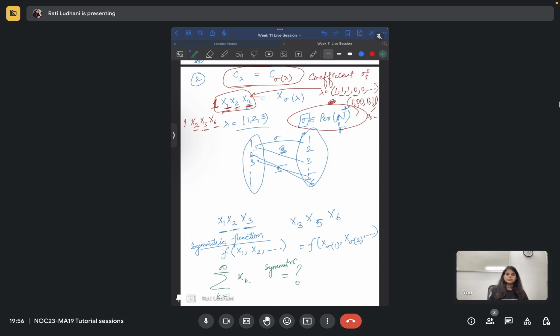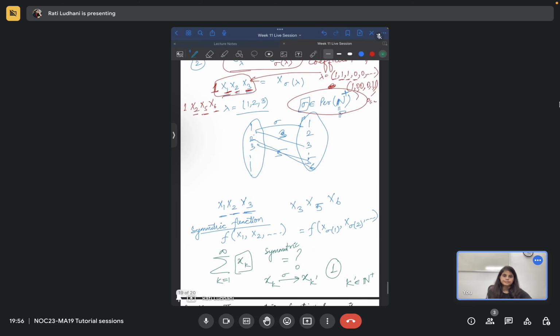Because what you need now, you have some xk, and the coefficient corresponding to that is 1. For every permutation the coefficient should be 1, and you know that xk can go to any xk dash under sigma, and you have that because this is the whole sum. k dash could be anything, k dash belongs to the positive integers. So this is a symmetric polynomial.